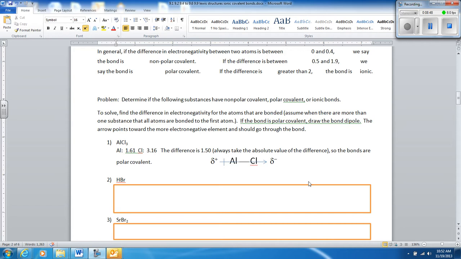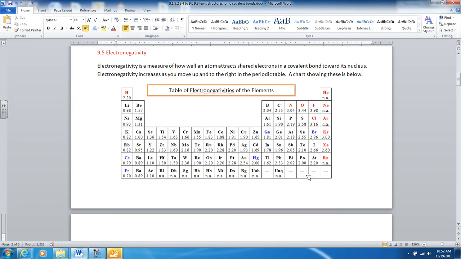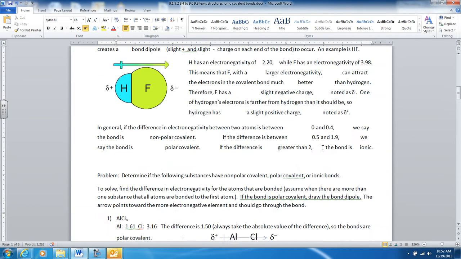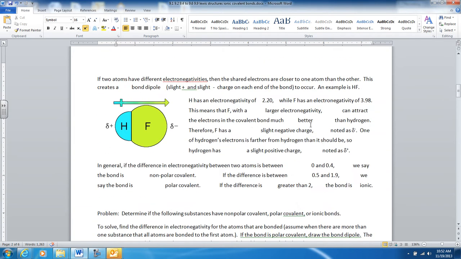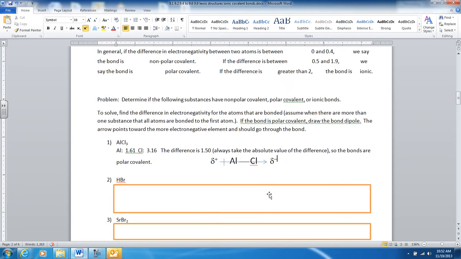All right, HBr, do this on your own. Go ahead and pause. I'm going to show the answers in a minute. You're looking up the value for H, the value for bromine, subtracting them, finding out what the difference is, and seeing if it's in this range, or greater than 2. And then go ahead and draw the bond dipole. So you should pause and do this on your own.